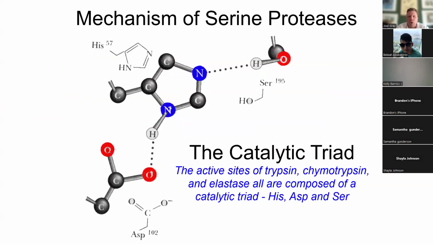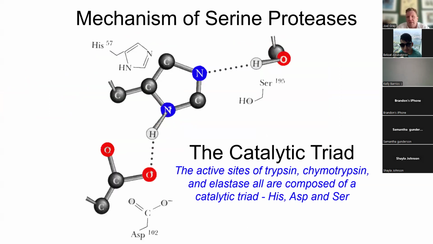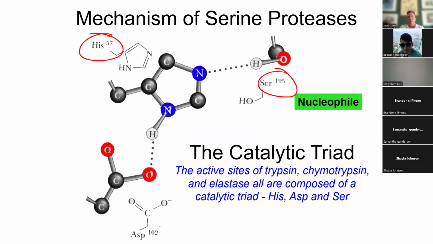Now, the way that that's done is with a part of the protein known as a specificity pocket. The way that serine proteases work mechanistically is they have a total of 3 significant amino acids. Every serine protease has these 3 amino acids. It's got a histidine in position 57, a serine in 195, and an aspartate in 102. These are what are known as the active site residues. These active site residues are responsible for actually breaking that peptide bond.